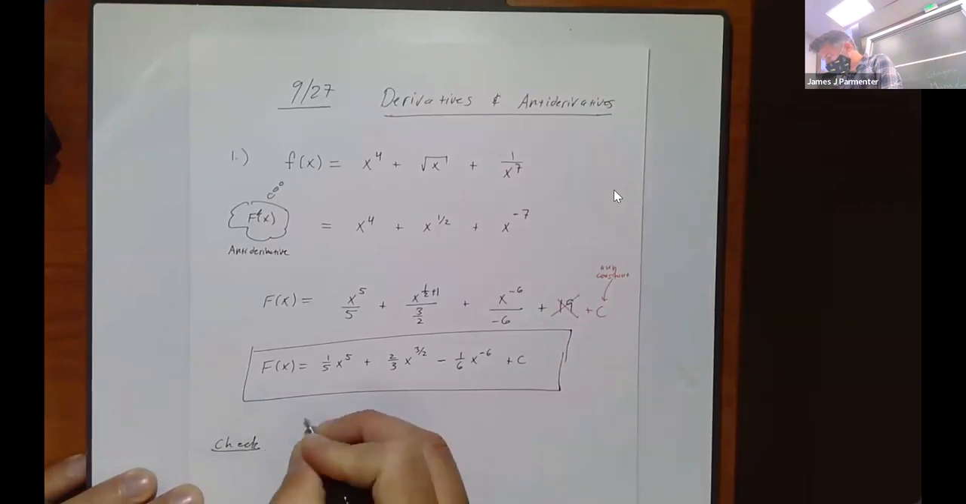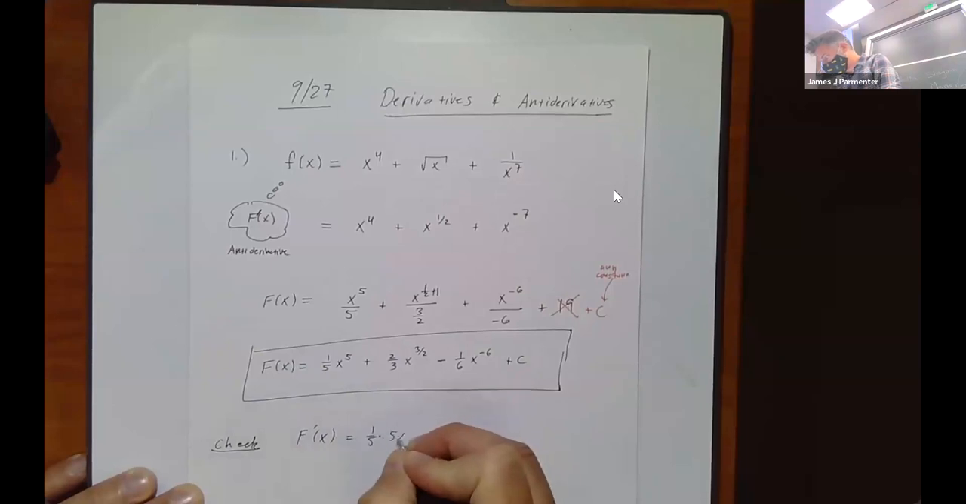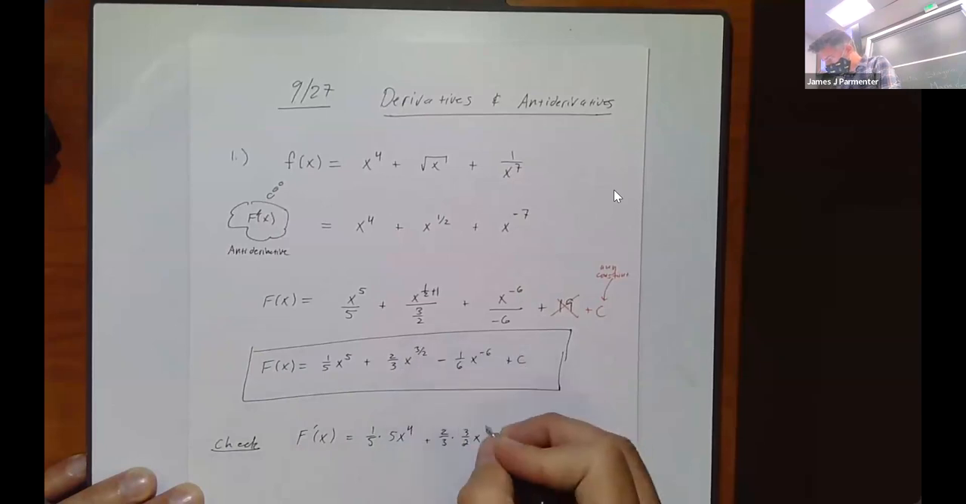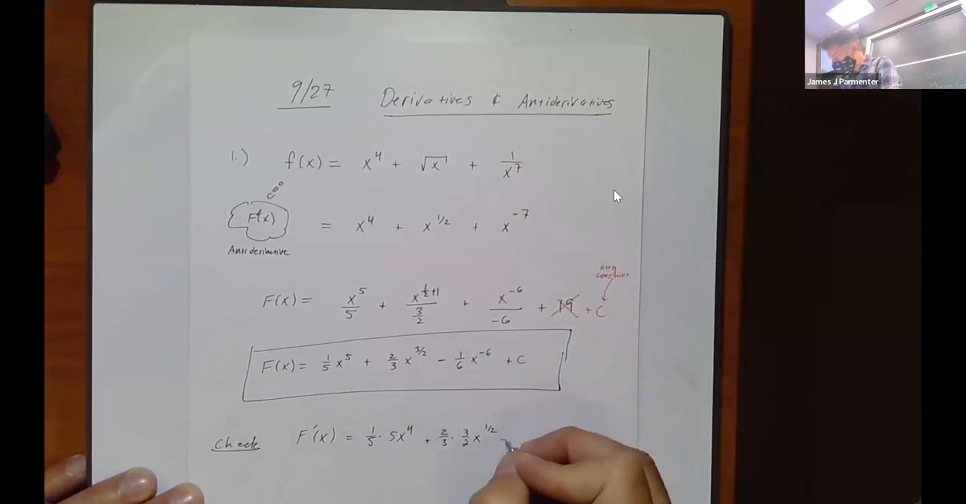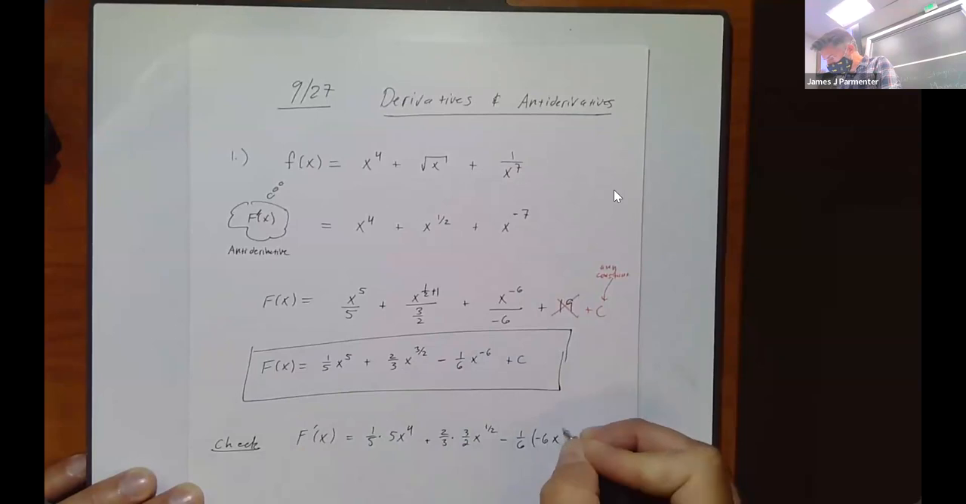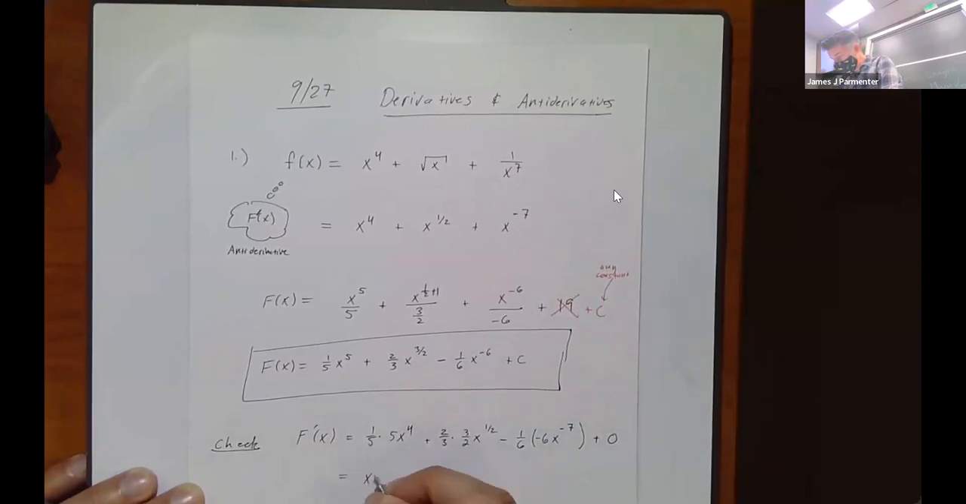So if we take the derivative of capital F of x, we're going to get 1/5 times 5x to the 4th plus 2/3 times the derivative of x to the power, which is that power times x to that power minus 1, which is 1/2, minus 1/6 times the derivative of x to the negative 6th, which is negative 6 times x to the negative 6 minus 1, which is negative 7. Derivative of c is 0. And then simplifying, 1/5 times 5 is 1, 2/3 times 3/2 is 1, minus 1/6 times minus 6 is 1, and we're exactly back at the function we started with.